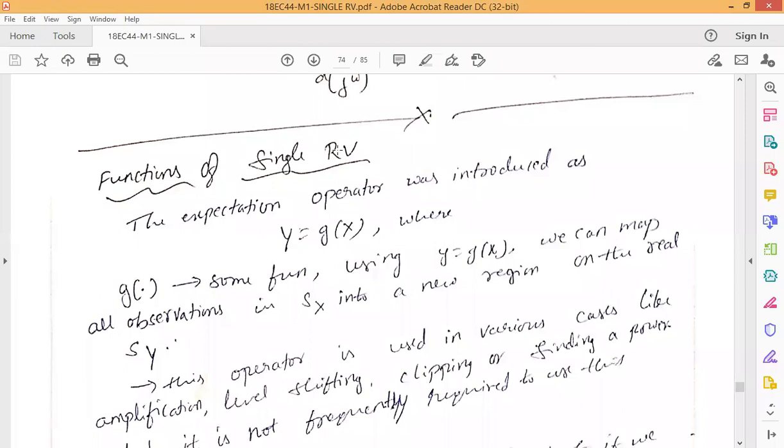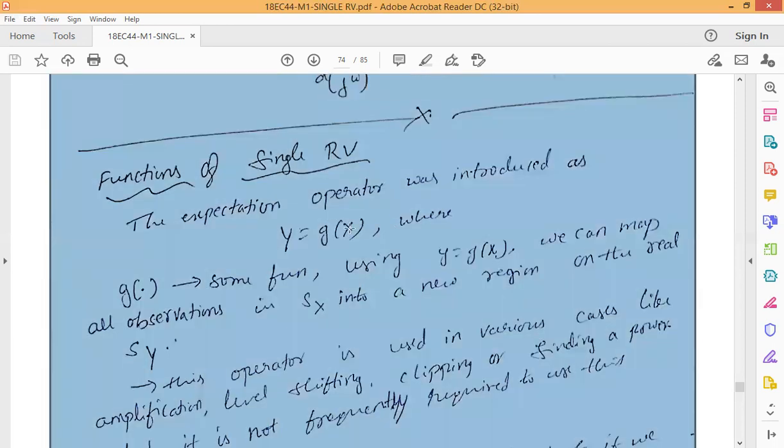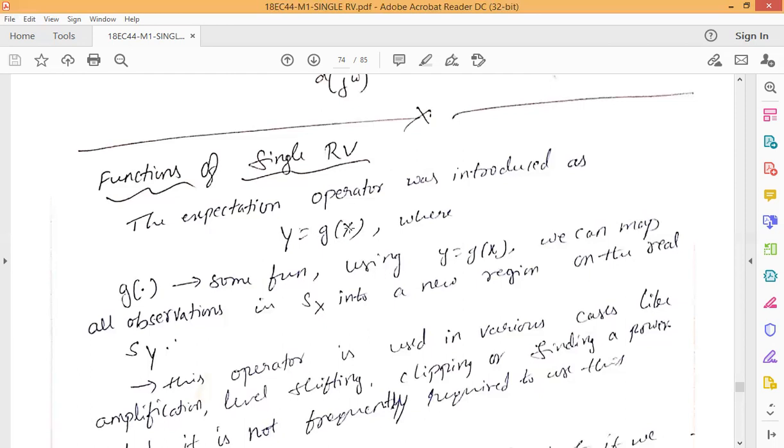Okay. Today we'll discuss functions of a single random variable. Previously we have seen the expectation operator, which was introduced as y is equal to g of x. Here x may be any random variable, maybe y, w, or any random variable.